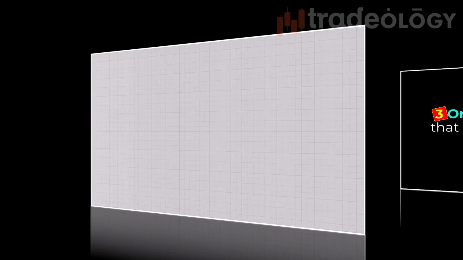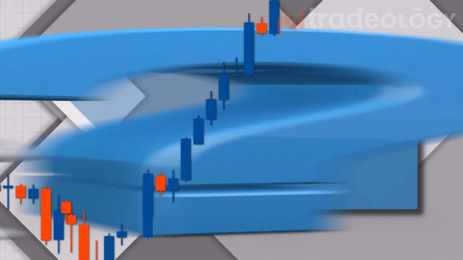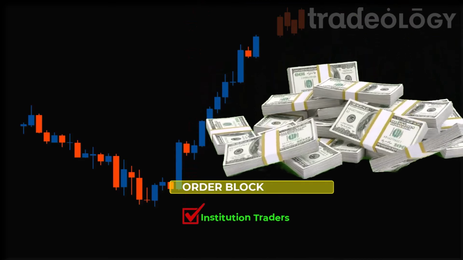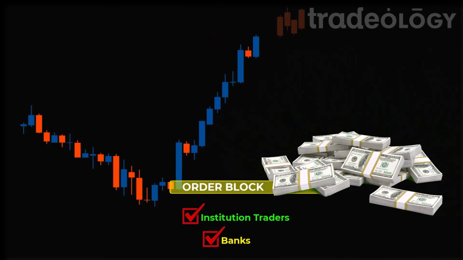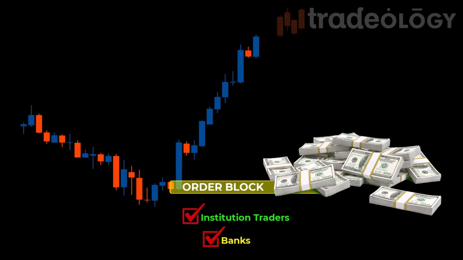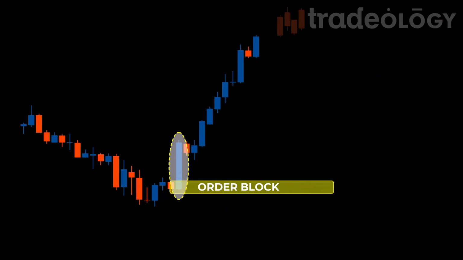Alright, let's break down what an order block actually is. An order block is a powerful zone on the chart where massive amounts of money have been traded, usually by big institutions or banks, also called smart money. Because they move with huge capital, their trades can blast prices in a clear direction. So, when you see a sudden price jump from one area, like this, it's a huge clue that smart money just stepped in. Big buy orders push prices up fast, and that exact zone becomes what we call an order block.